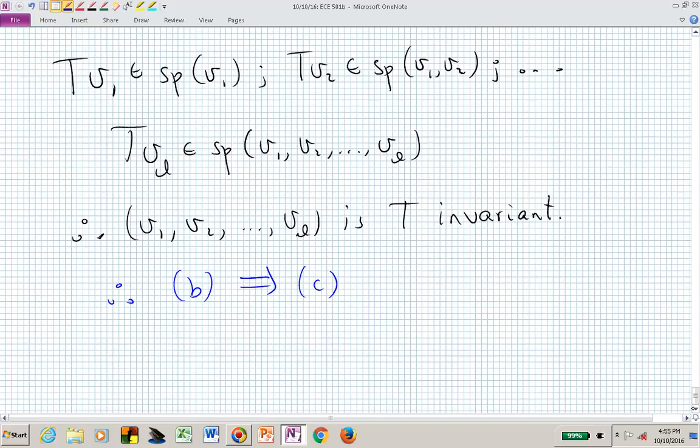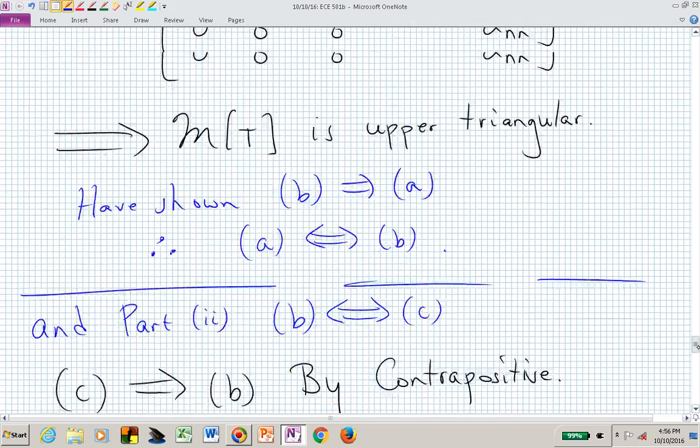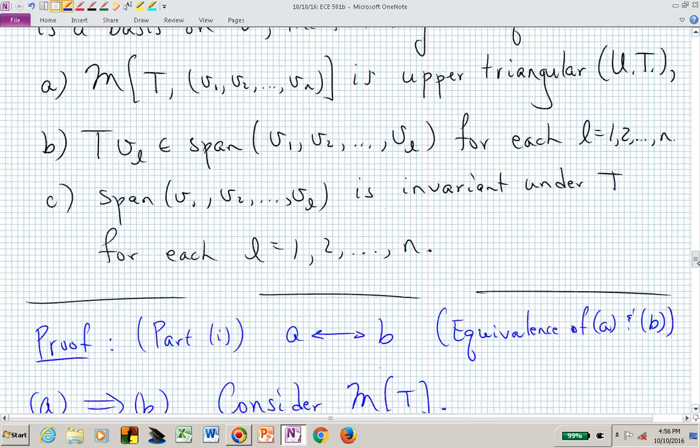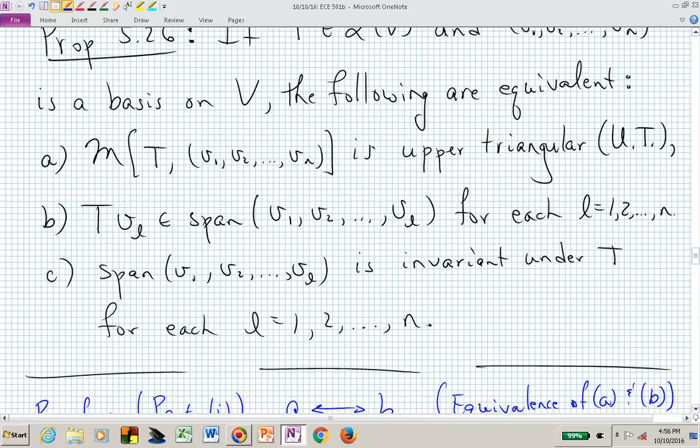And we just showed by the contrapositive argument that C implied B, and now we have shown the equivalence. B implies C, C earlier implied B, and we're done then with showing that those three statements are in fact equivalent. That if we have an upper triangular matrix, then we have this nesting property of spans, and we have this invariance property with respect to our eigenvectors v1 through v sub L, or v sub n.